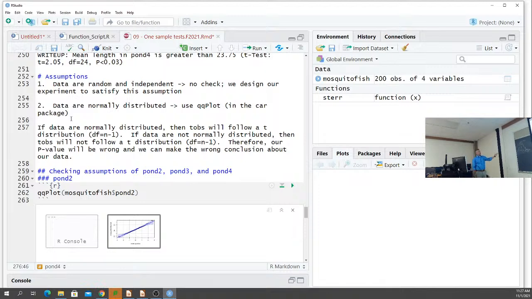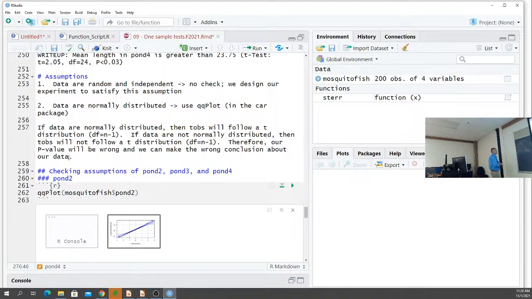So here's a quick assumption review. We had our t-test. Assumptions: data are random and independent. We don't have a check. Actually, we do. There is a way to check for autocorrelation, but we're not going to learn that. We don't even learn that in the grad class, so we'll say there's no check. Instead, we design our experiment to try to satisfy this assumption. We try to design our experiments so that we have a random sample, and then each sample is independent.